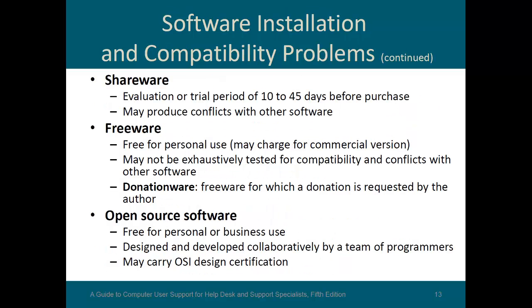There are different types of software out there. Besides commercial products, there's shareware, which is an evaluation or trial period of 10 to 45 days before purchase. Freeware, free for personal use, may not be exhaustively tested for compatibility. Donationware, which is freeware for which a donation is requested by the author. And open source software, free for personal or business use, designed and developed collaboratively by a team of programmers, may carry OSI design certification.